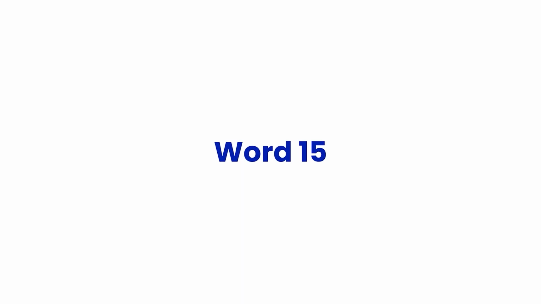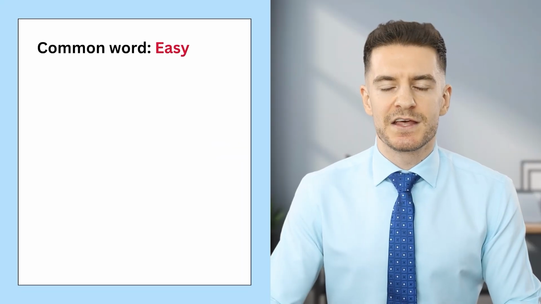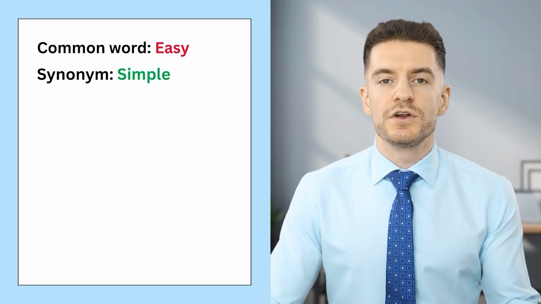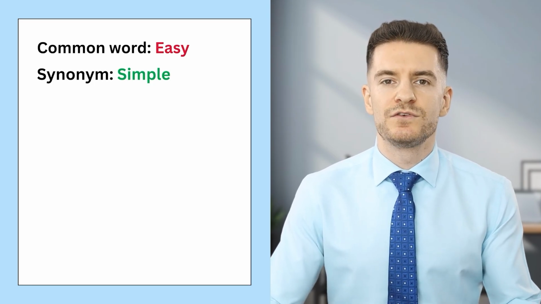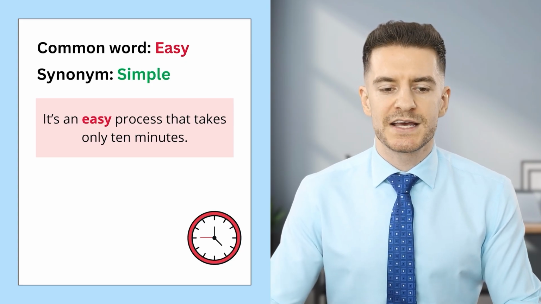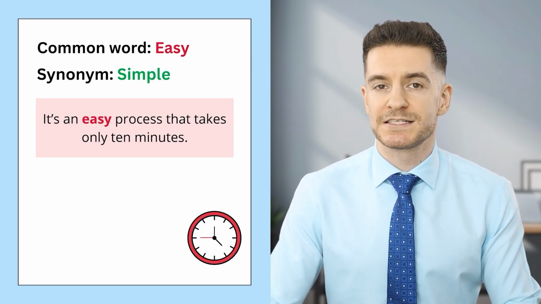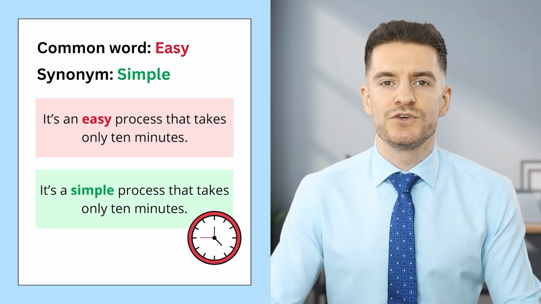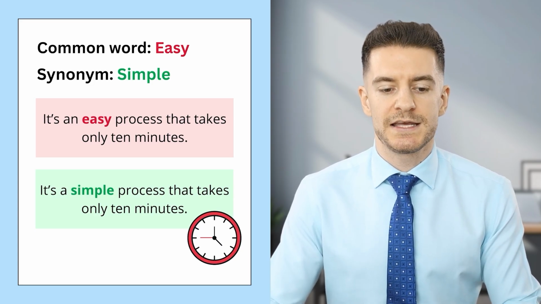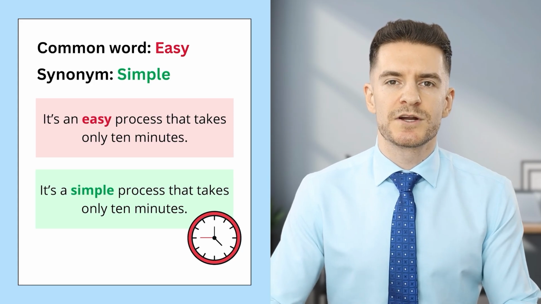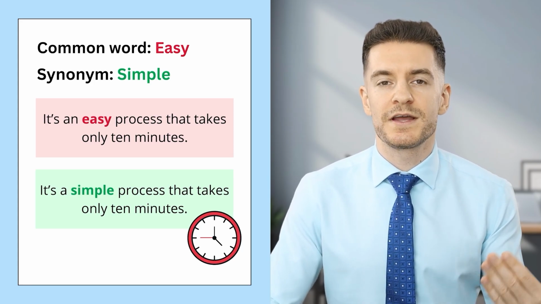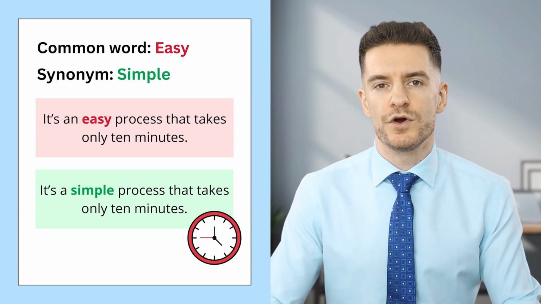Moving to 15, which is easy. Instead of saying easy, you can say simple. Simple means not difficult or not complicated to do or understand. For example, it's an easy process that takes only 10 minutes. Or instead of saying that, we could use the word simple. It's a simple process that takes only 10 minutes. Simple is going to make you sound more natural because easy is obviously a very, very common word.